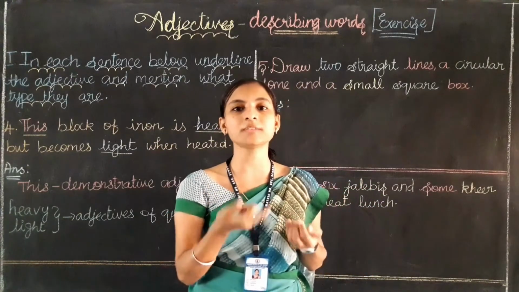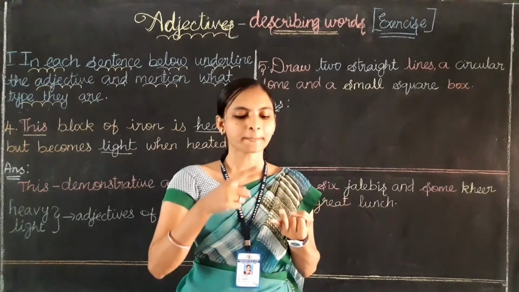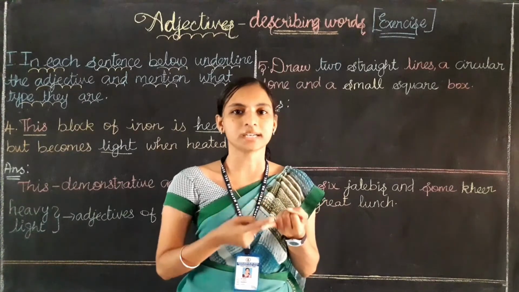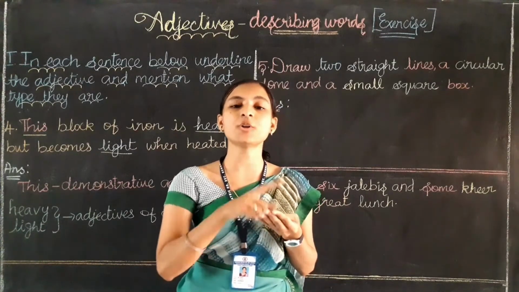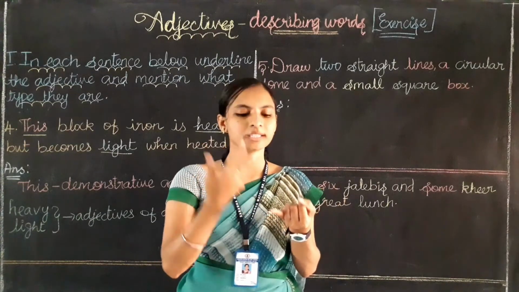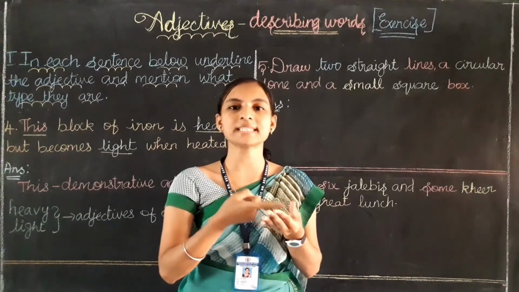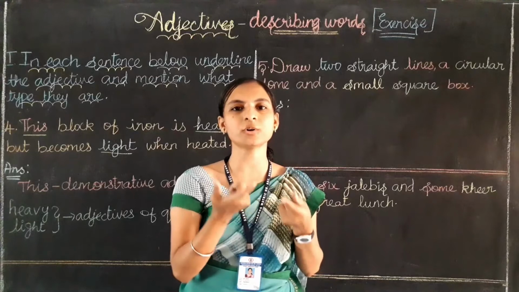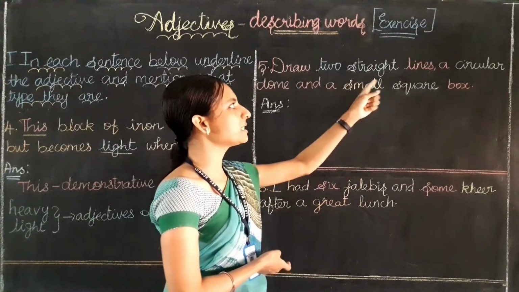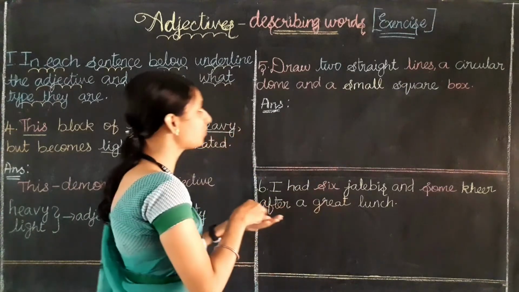Why? Because adjectives talks about, it tells us about the quality, quantity, then size, shape, number, color, taste, look, sound of the noun. So all those words which is used to describe this taste of the noun or sound or shape, size, number, etc. So all those words are adjective only. So here we are getting 2, then straight, circular, square are the shape, then small will be the size. So we'll write one by one.